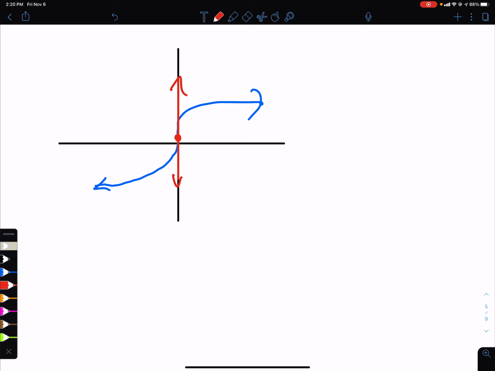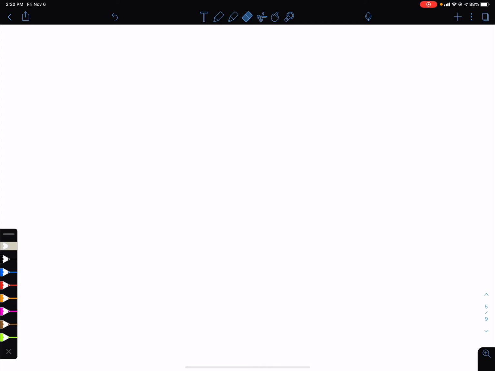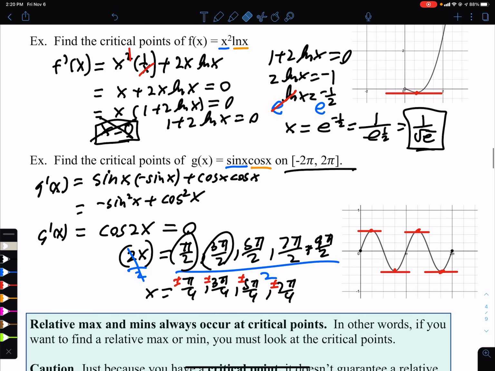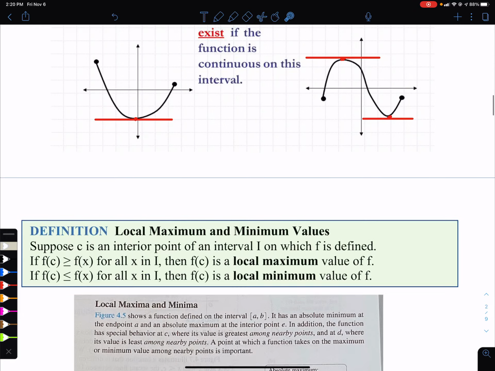A vertical tangent line, the derivative does not exist because the slope of a vertical line does not exist. So that point is a critical point, but clearly it's not a relative max or min because in its area, it's not the biggest or smallest point. So the point, very important point, just because you have a critical point doesn't mean you have a relative max or min. But the other way is true. If you have a relative max or min, it's got to be at a critical point. And we're just going to look at examples to reinforce this.